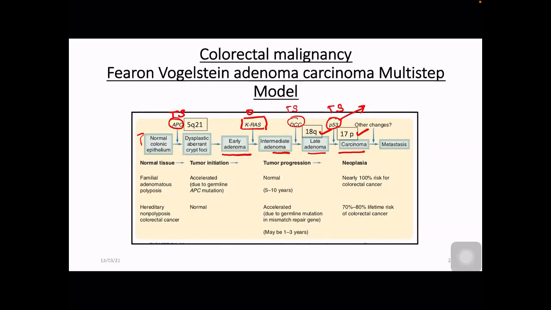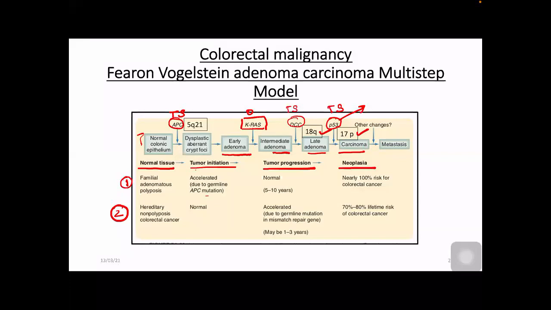Also remember that there is normal tissue, then a concept of tumor initiation, then tumor progression, and finally neoplasia. They have described these in terms of the two most common hereditary colorectal cancer syndromes: familial adenomatous polyposis, and HNPCC, hereditary non-polyposis colorectal cancer. The major difference is that in FAP, the tumor initiation is accelerated because of the germline APC mutation, whereas in HNPCC, the tumor initiation is normal.